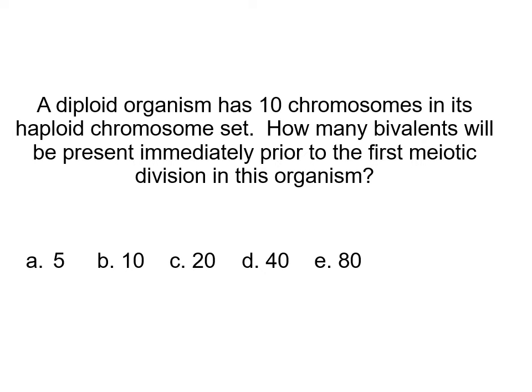A diploid organism has 10 chromosomes in its haploid chromosome set. How many bivalents will be present immediately prior to the first meiotic division in this organism? 10. 1 bivalent for each pair of chromosomes.